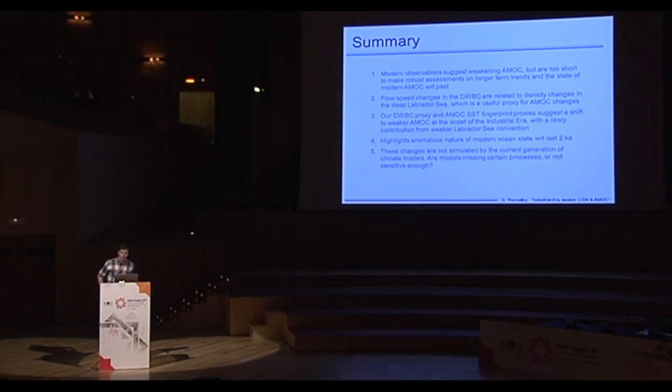It really highlights the anomalous nature of the world we've been living in compared to the last 2,000 years. If you just looked at the last 50 to 100 years, you get a very different state to the last 2,000 years. And the other point to make, the final point, is that all the climate models don't really simulate this to this extent. And so it's either that they're maybe missing certain processes, do they have this very thick sea ice in the Arctic, or it's arguably that they're not quite sensitive enough to freshwater forcing. Thanks very much.